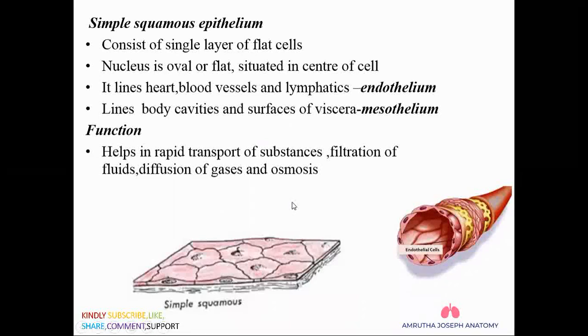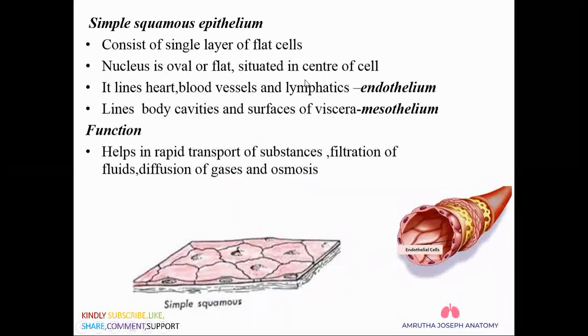Now coming towards all this epithelium in detail, simple squamous epithelium, as you know, is a single layer of flat cells. So you can have flat cells which are single layered. Nucleus is oval or flat. The shape of the nucleus is oval and flat, and it is positioned at the center of the cell.